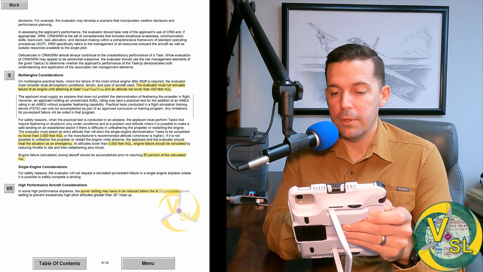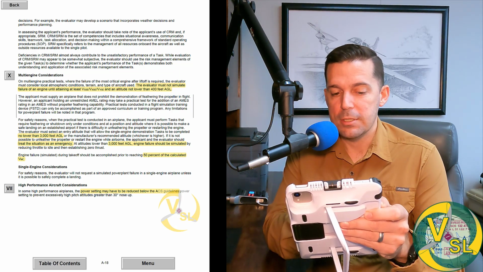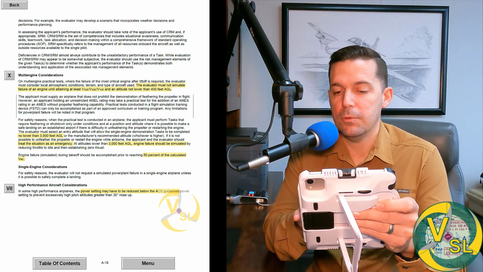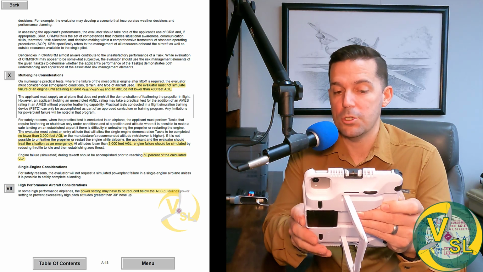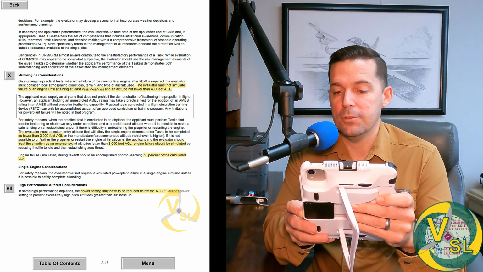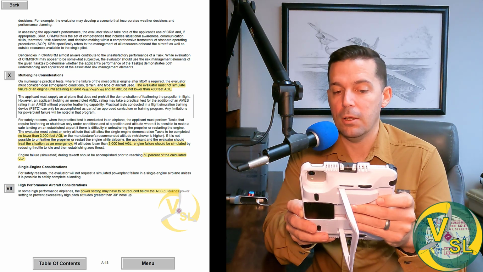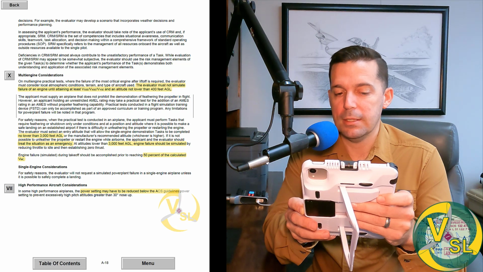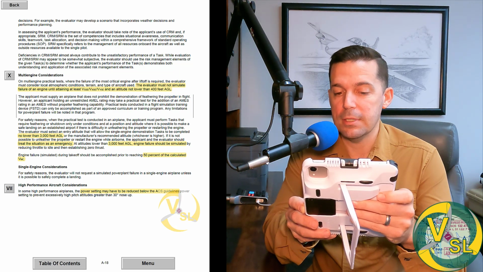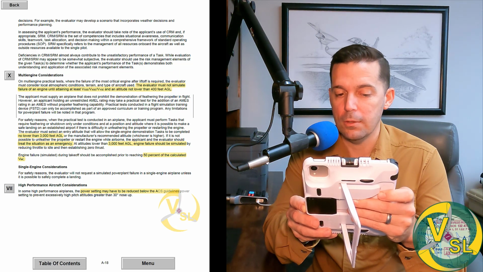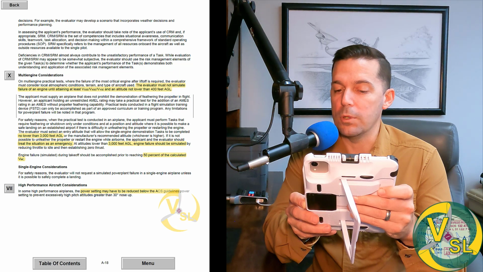So one of those is in Area of Operation 6 here. It says, for safety reasons, when the practical test is conducted in an airplane, the applicant must perform tasks that require feathering or shutdown only under conditions at a position and altitude where it is possible to make a safe landing on an established airport if there is difficulty in unfeathering the propeller or restarting the engine. The evaluator must select an entry altitude that will allow the single-engine demonstration tasks to be completed no lower than 3,000 feet AGL or the manufacturer's recommended altitude, whichever is higher.